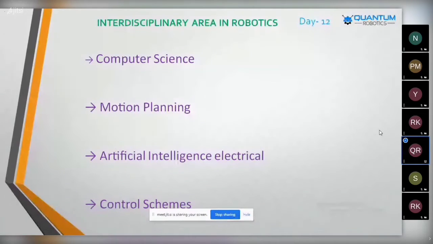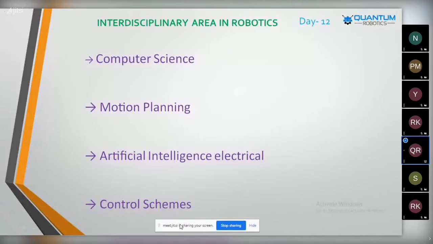Here we have computer science, motion planning, artificial intelligence, and electrical control schemes. These are the topics we include in robotics nowadays to make a robot in the most accurate way. Computer science is used for coding purposes, for intelligent purposes, or for command mode, to give interaction between the person and the machine or robot.